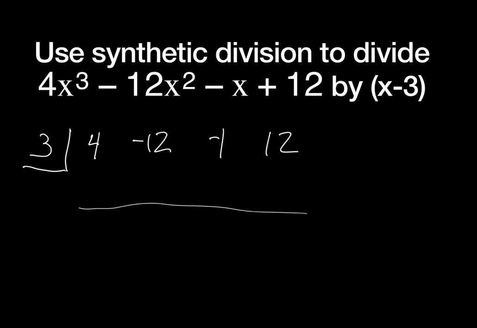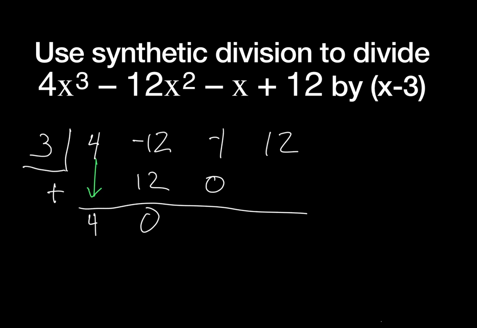First step is we bring that first term down and then go 3 times 4. 3 times 4 is 12. Gets written there. And then in this case, I'm adding. Negative 12 plus 12 is 0. 3 times 0 is 0.